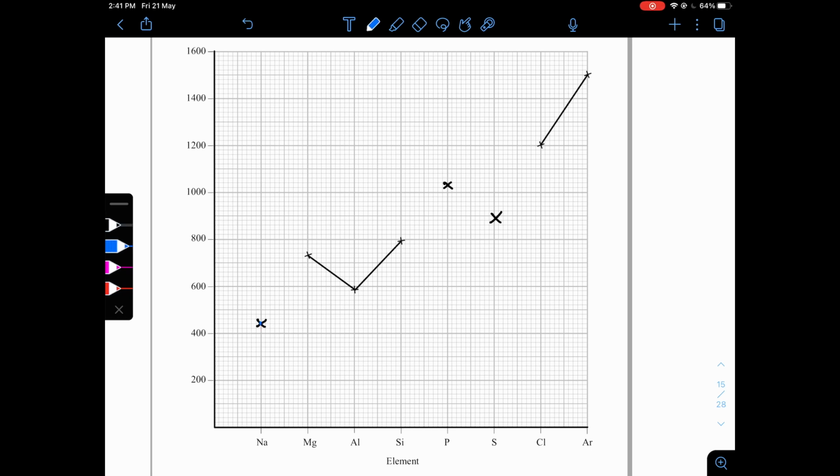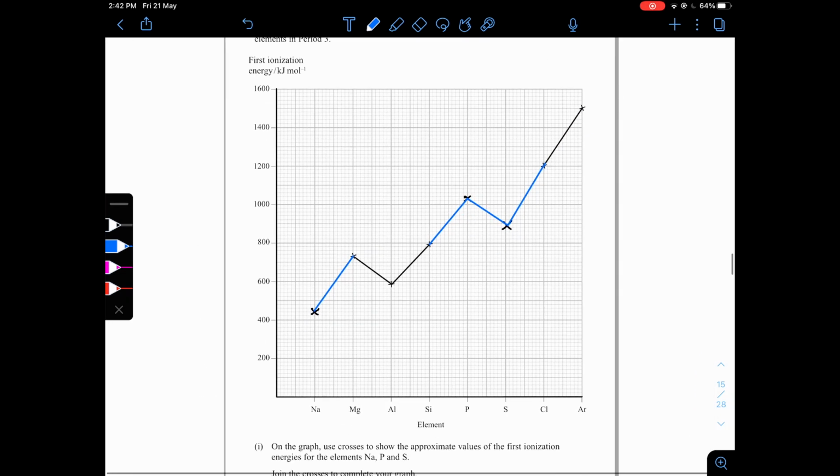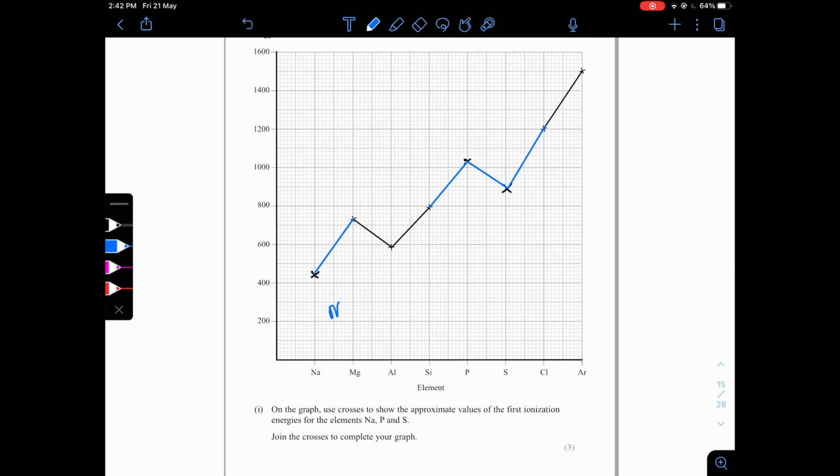So I'll do the graph in blue. So if we do this, this is one, and then here to here, here to here, and this is our graph. This would give us the three marks. Okay, so the key thing to know is here, Na is smaller than Al, and P is greater than S, and S is less than Cl.